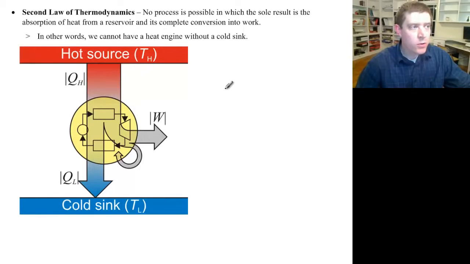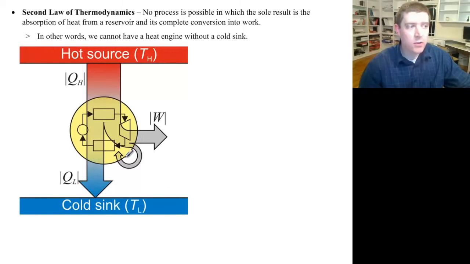We use some amount of that energy, and we get some amount of energy out in the form of work. What the second law of thermodynamics is saying is that we can't get all of this QH, the heat that leaves the hot source, and convert all of that into work. There has to be some amount of heat that goes into a cold sink.